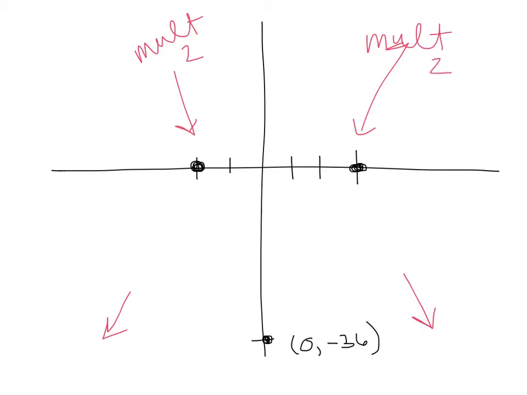So that means instead of going through the zero, it's actually going to bounce. So I'm going to start, I'm going to come up, I'm going to touch the zero, I'm going to come back down. I'm going to go through the y-intercept, I'm going to come up, touch my zero, come back down. And that is a rough idea of what the graph looks like.